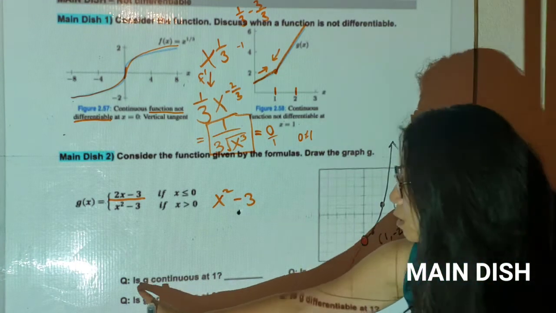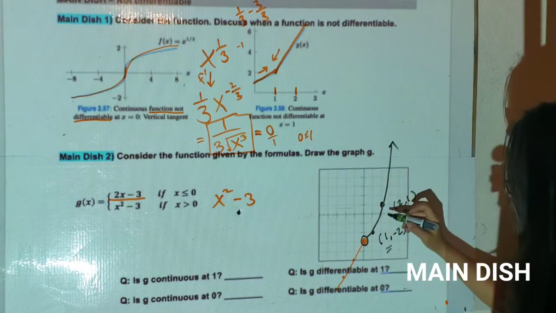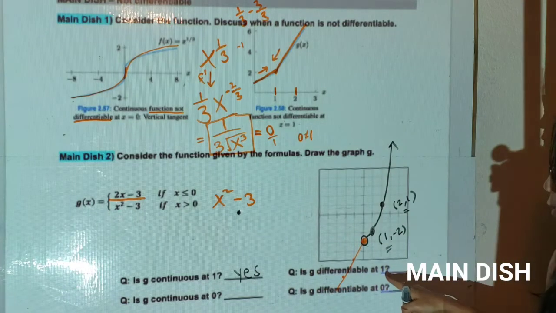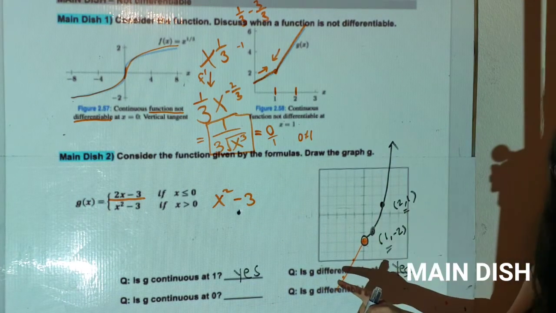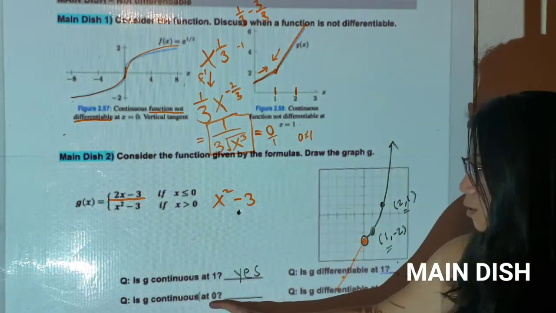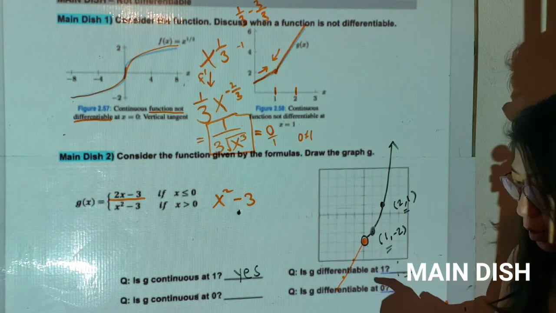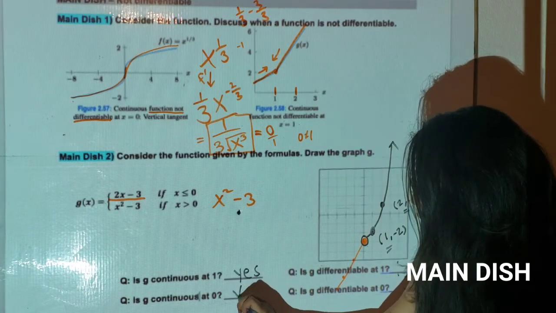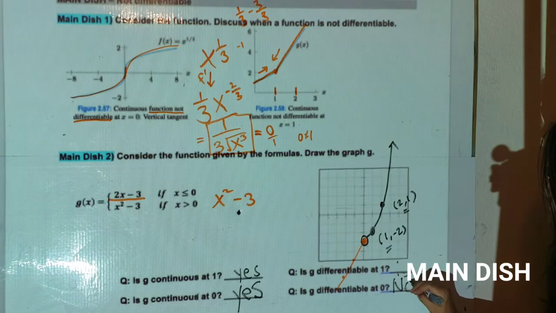Now, is the function g continuous at 1? At 1 here, continuous, yes. Is it differentiable at 1? Yes, because it's continuous. Also, you see there's a smooth function, right? A smooth function, not those corner functions. Is this continuous at 0? And 0 is right here. Is this continuous? Yes, it is continuous. Then, is this differentiable at 0? No, it's not differentiable.